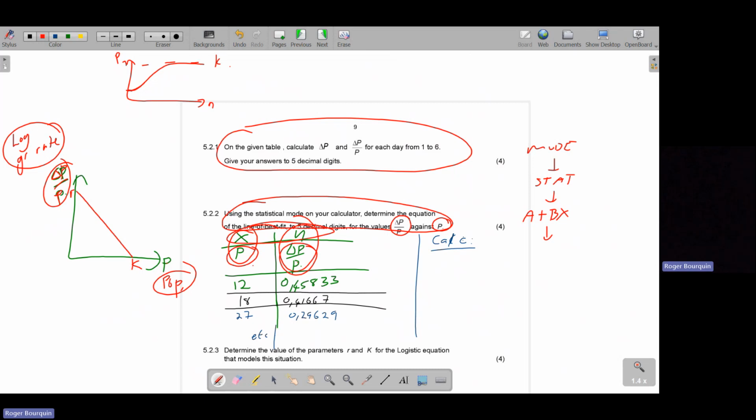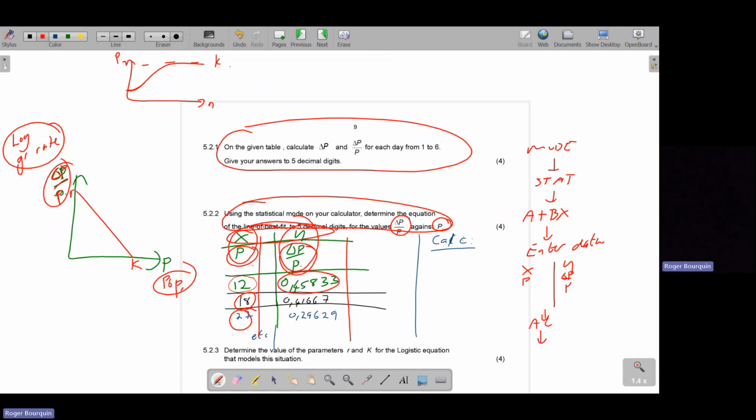I always enter all of the columns and then come back and run that. So enter all your P values, and enter all your delta P over P values next to each other. Once you've entered them, you clear your screen.